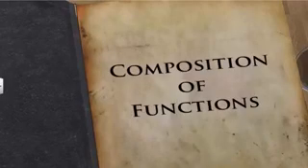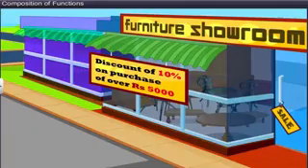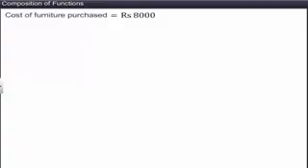In this module, you will learn about the composition of functions. Suppose you're at a furniture shop and the shopkeeper is giving a discount of 10% on the purchase of furniture exceeding 5,000 rupees. You purchased furniture worth 8,000 rupees from the shop. Can you calculate the discount that you will get on this purchase?